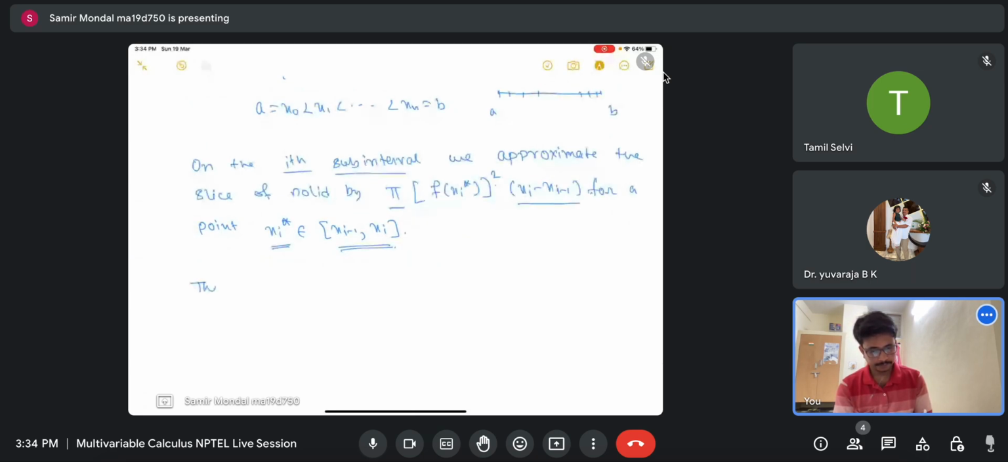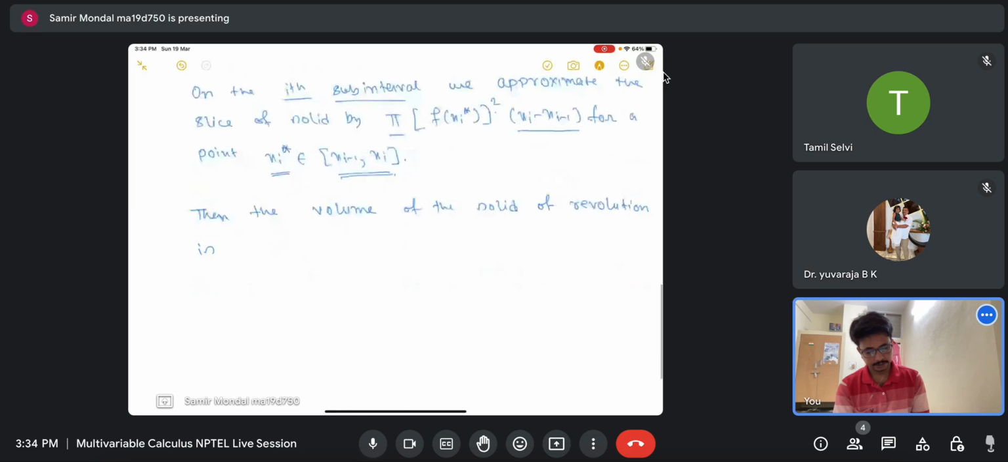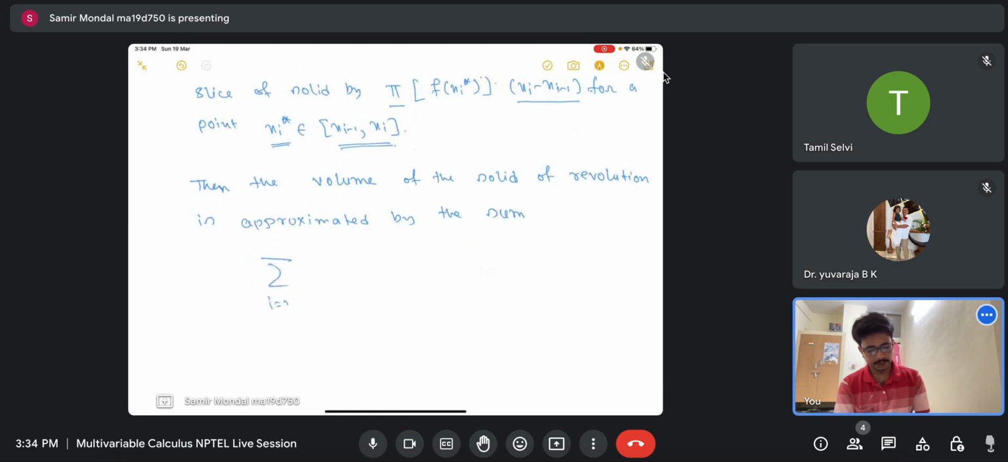Then the volume of the solid of revolution is approximated by the sum. We'll take the sum over the full interval, i equal to 1 to n, of pi f of x star the whole square times the length of the ith subinterval. Now we are getting the approximate volume of the solid of revolution.